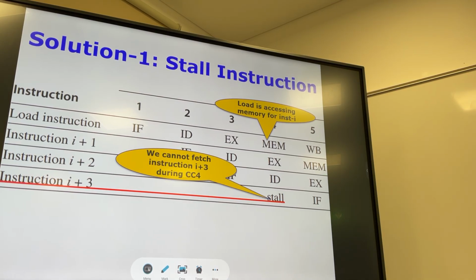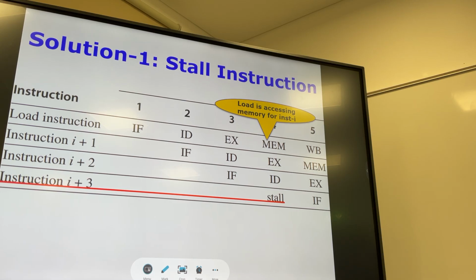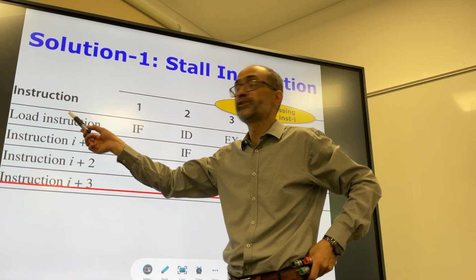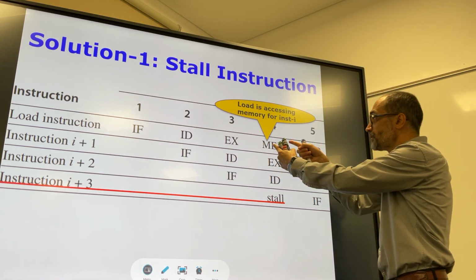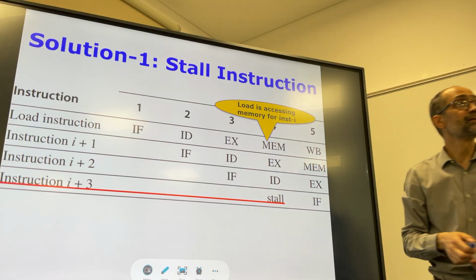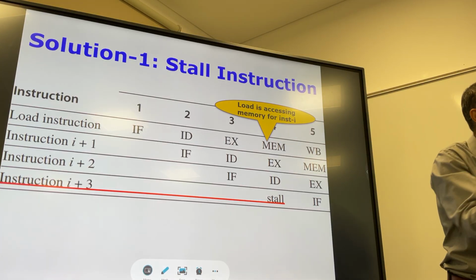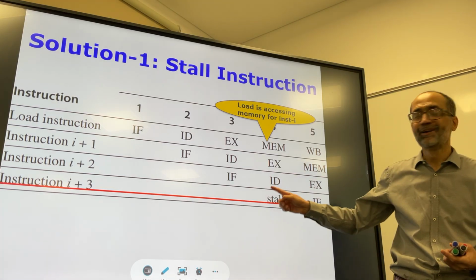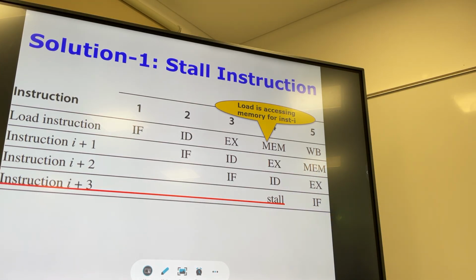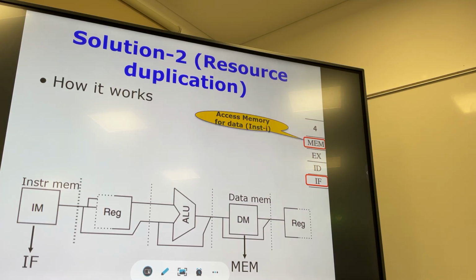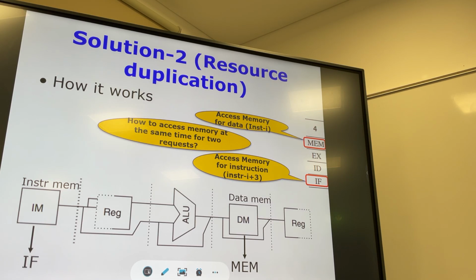So please remember, this instruction is a load instruction, and even I plus 3 is not dependent on the load instruction. But we need to access the data from memory, and this instruction I plus 3 is reading the instruction. Can we do it at the same time? No. So what do we need to do? We need to stall I plus 3. What is the solution to it? Separate instruction and data memory. So if we have separate instruction memory and data memory, this is resource duplication.